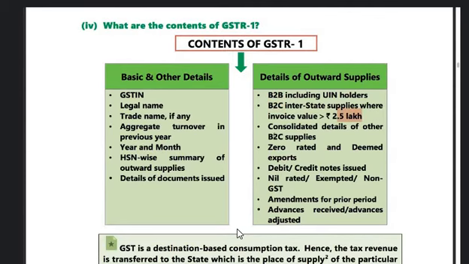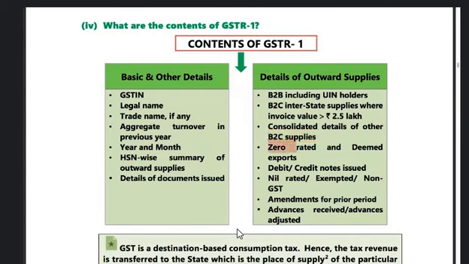Then consolidated details of other B2C supplies. So your total sale consists of B2B supplies and supplies to UIN holders, which will be provided invoice wise. B2C interstate supplies of more than 2.5 lakhs also have to be provided invoice wise. Apart from these, for all other B2C supplies only the consolidated value is required, not invoice-wise value. Then zero rated and deemed export.